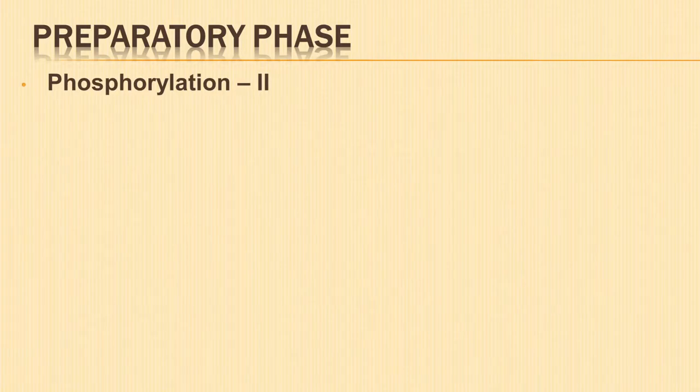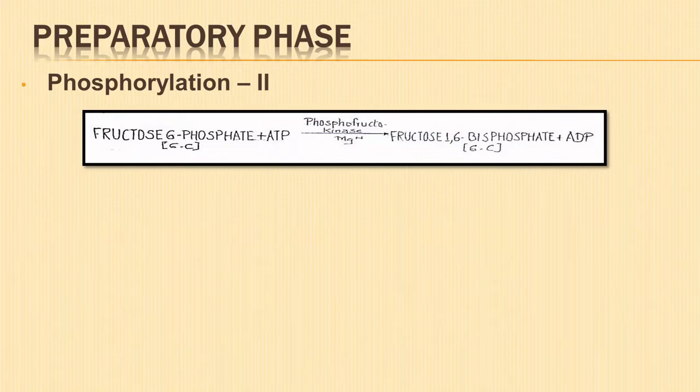Second step is isomerization. Glucose 6-phosphate is converted into its isomer fructose 6-phosphate in the presence of phosphoglucoisomerase enzyme. Third step is phosphorylation. Fructose 6-phosphate is further phosphorylated by ATP molecule to give fructose 1,6-bisphosphate and ADP. This reaction is catalyzed by the enzyme phosphofructokinase and magnesium ions.